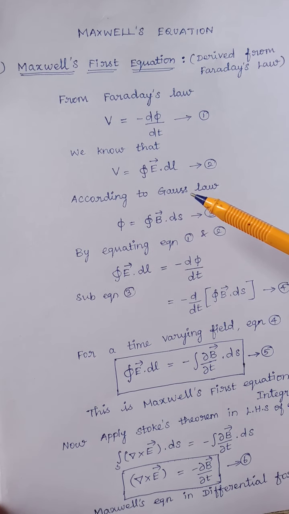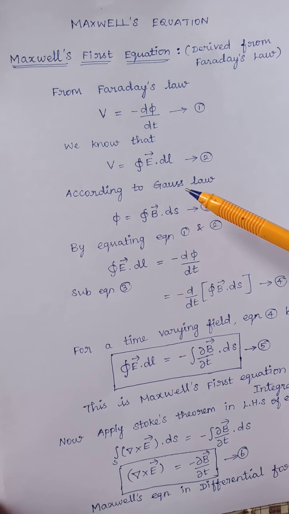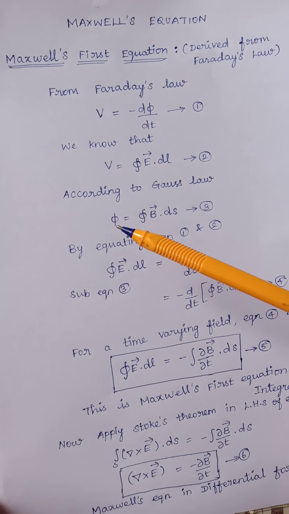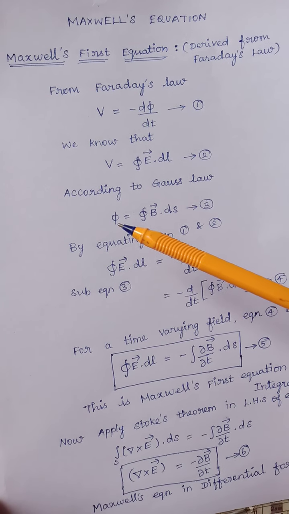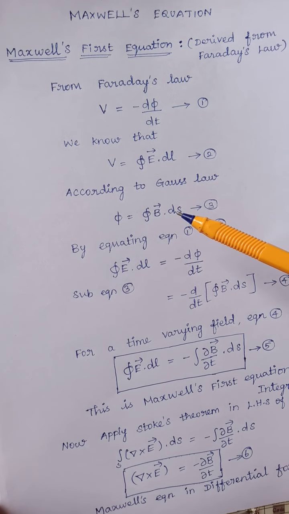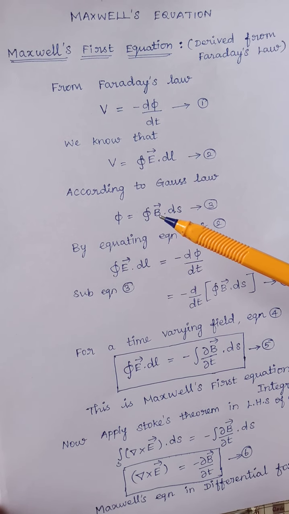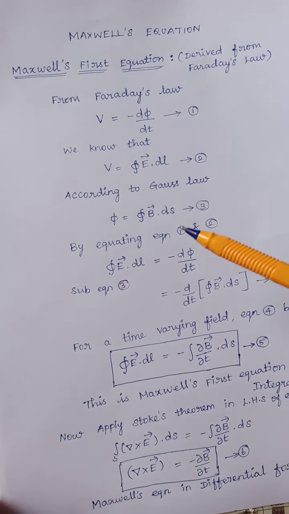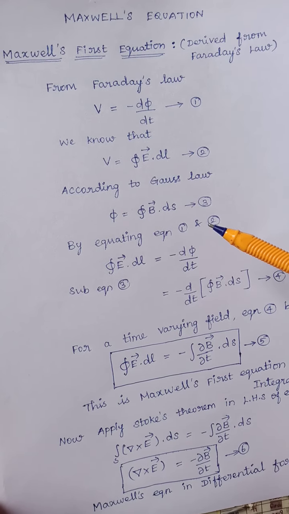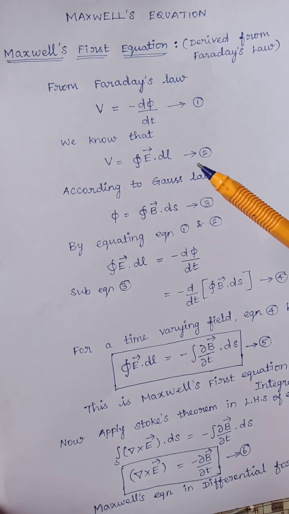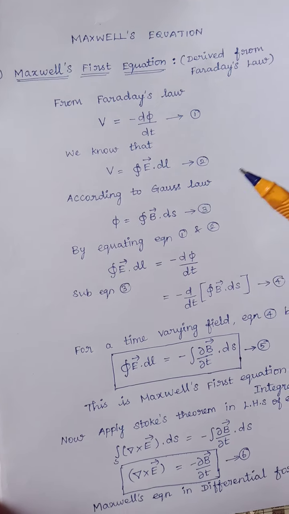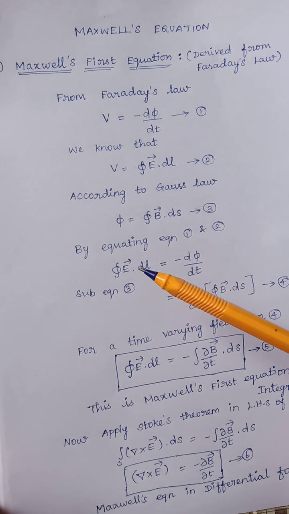Next, as per Gauss law of magnetic field, phi is magnetic flux. Magnetic flux can be written as closed integral of B dot ds, where B is magnetic flux density. Now, we can equate equation number 1 and 2, because both have LHS as induced EMF V. Therefore, we can equate equation number 1 and 2.